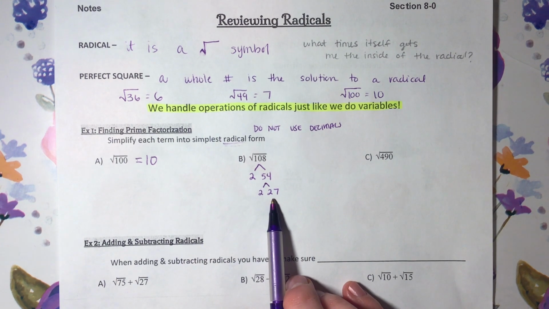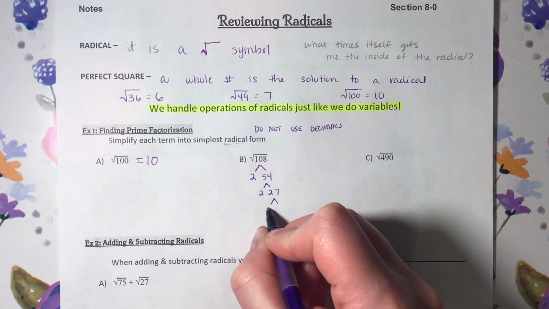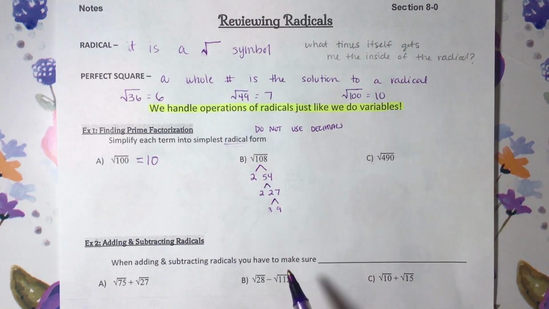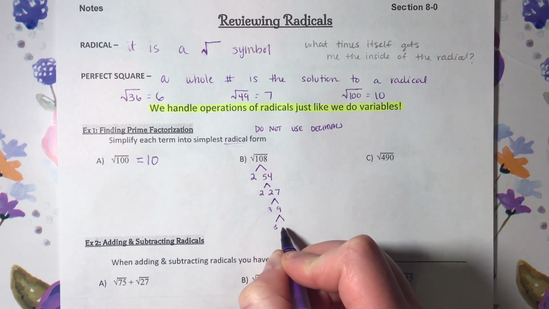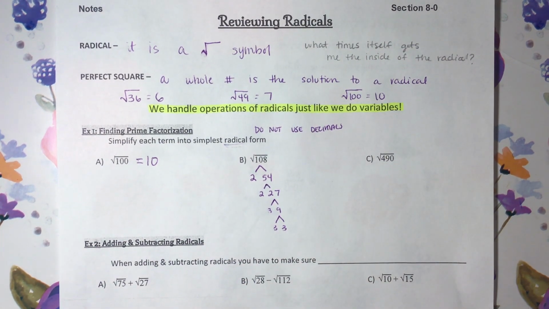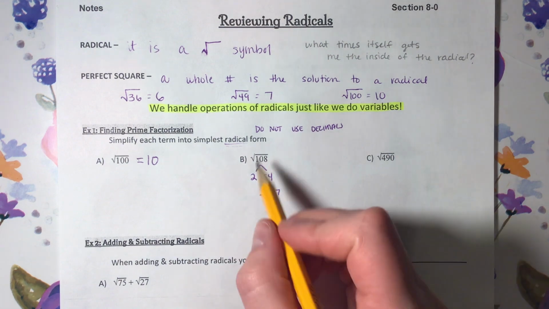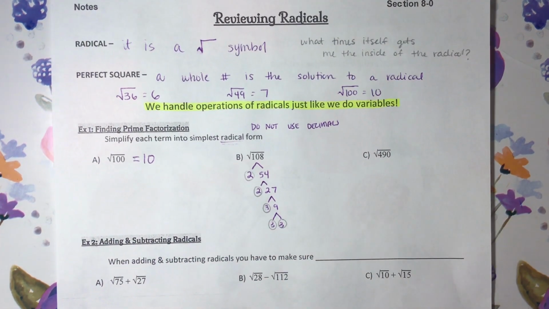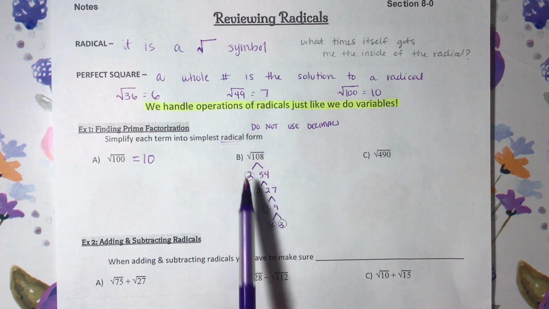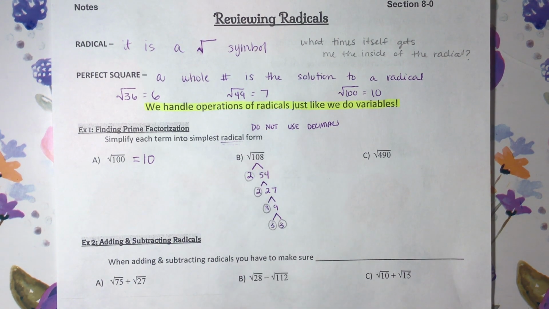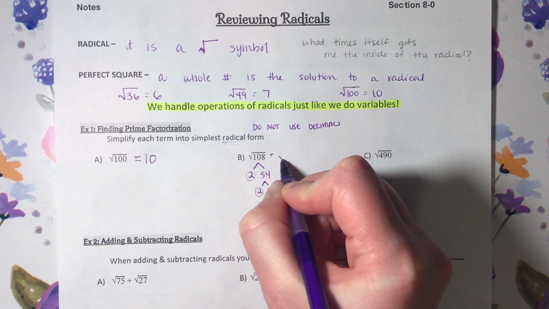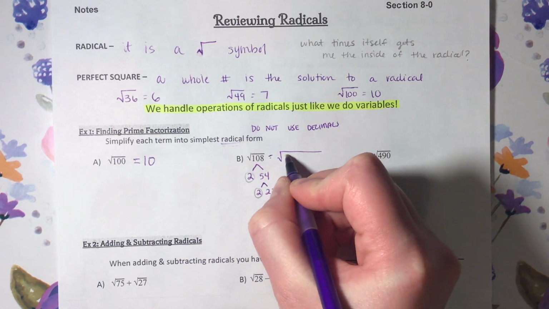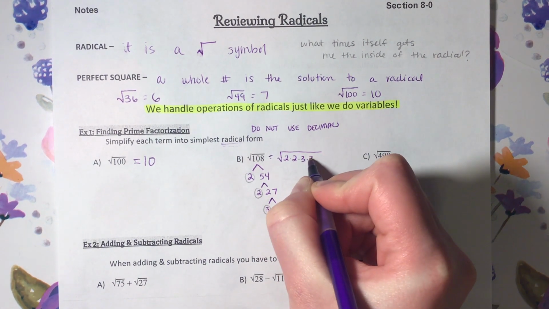27 is divisible by 3 and 9, so I'm going to say 3 times 9. And then 9 breaks down into 3 times 3. So now I have all of my prime factorization. I have 2, 2, 3, 3, and 3. What I want to do is rewrite all of these numbers underneath the radical. So this is going to become the square root of 2 times 2 times 3 times 3 times 3.